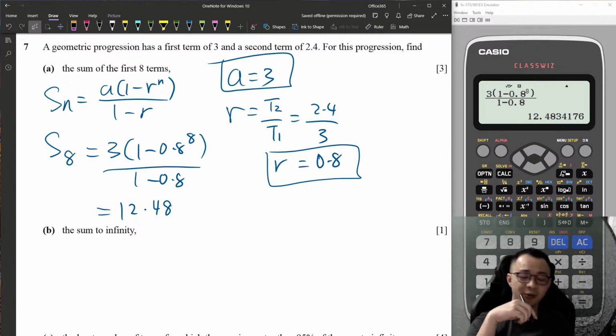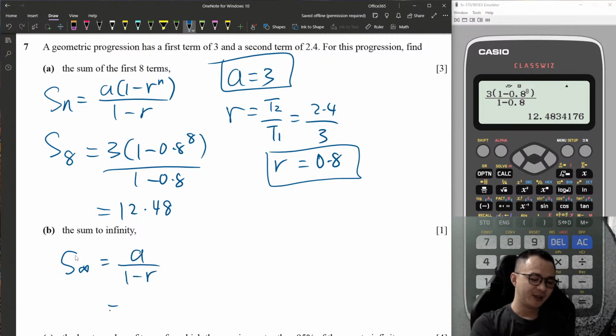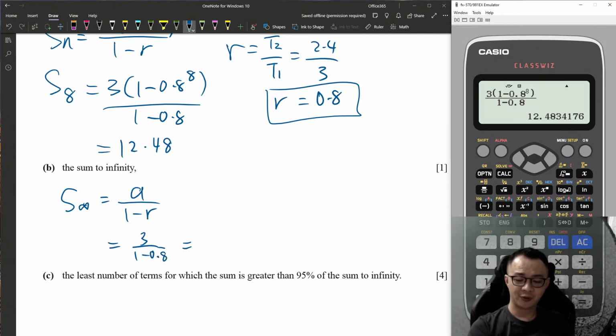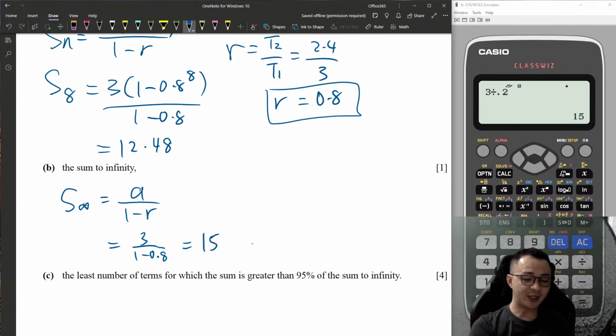Okay, so next one, sum to infinity. Formula is given, if not mistaken. So a is 3, r is 0.8, so it's basically 3 divided by 0.2. 3 over 0.2, 50. Okay, done. This 1 mark is a bonus mark.